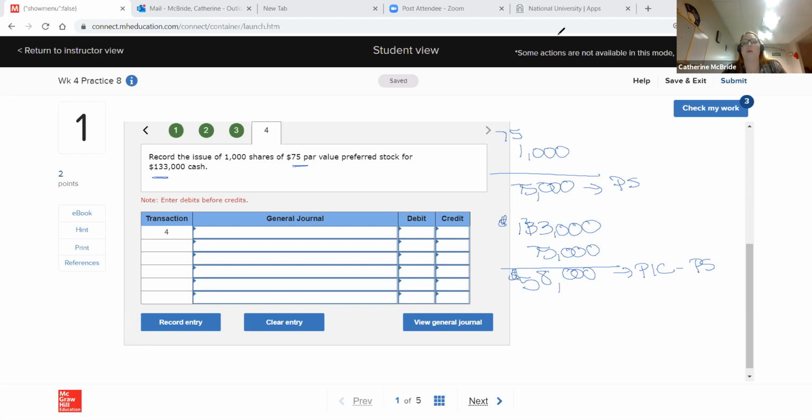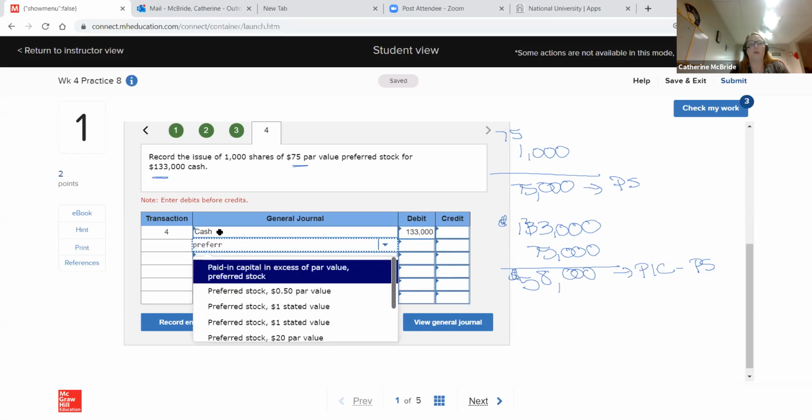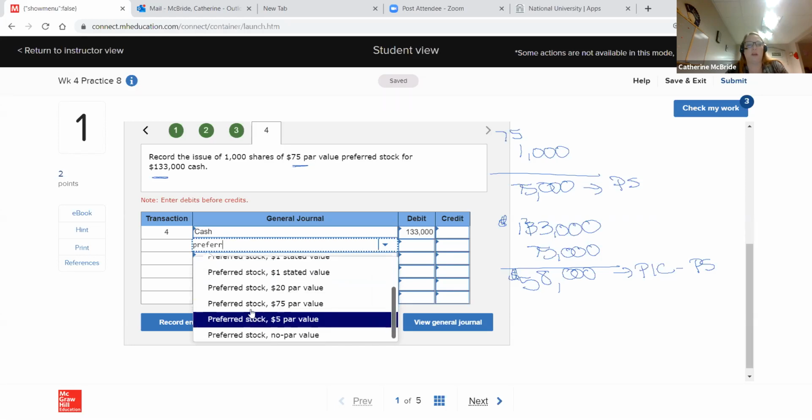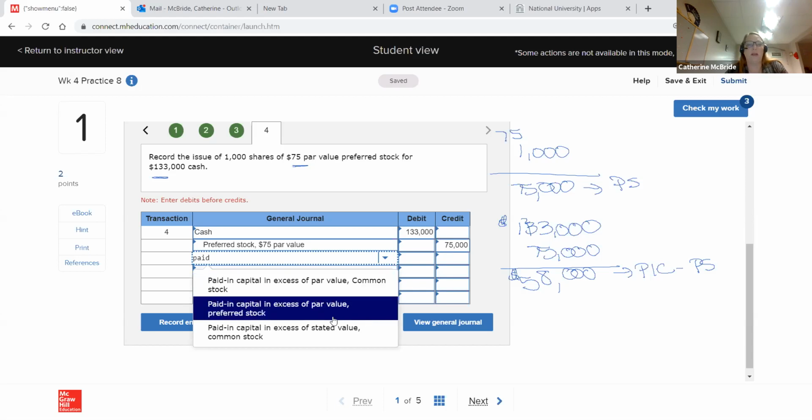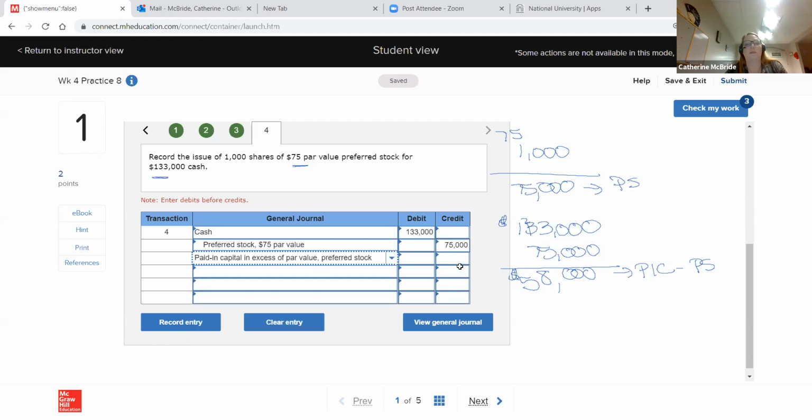So let's look at how that entry works. We're going to record cash of $133,000. We're going to record preferred stock, and this is $75 par value, for $75,000, and then paid in capital in excess of par preferred stock for $58,000. Okay, so that's it. That's how to record the journal entries for stock.